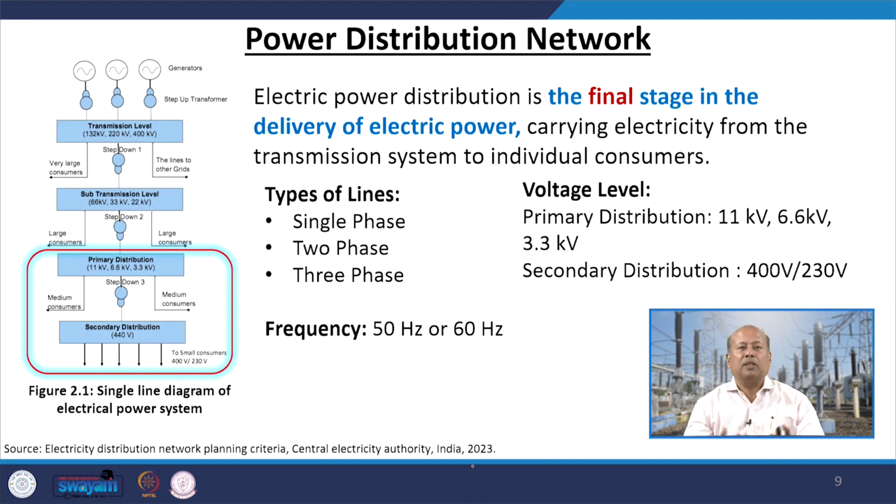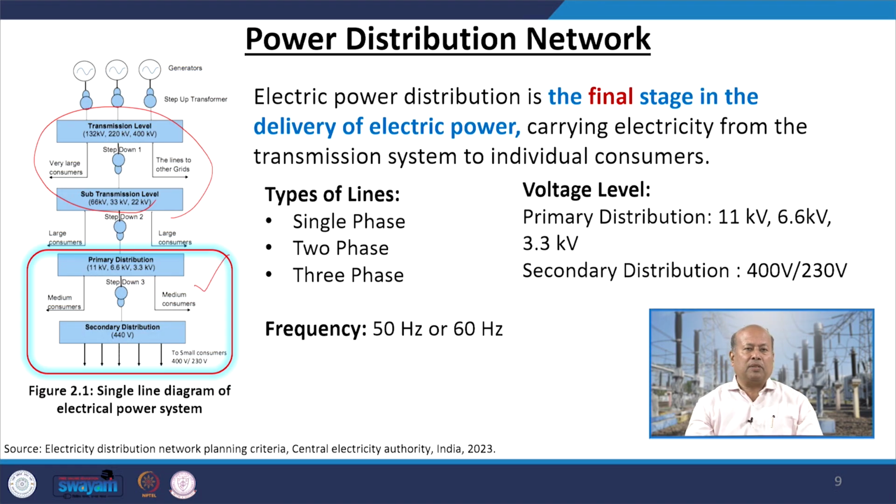Now, let us focus on the distribution system. As I told earlier, this zone is my transmission system, and now we will focus on the distribution system, which is between the transmission system and the consumer. Electric power distribution is the final stage in the delivery of electric power, carrying electricity from the transmission system to individual consumers. Now, there are different types of lines: single phase, two phase and three phase.